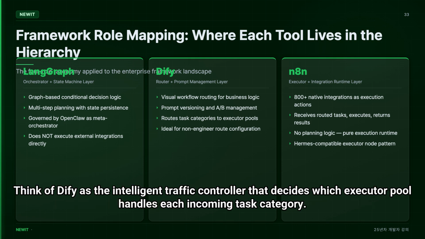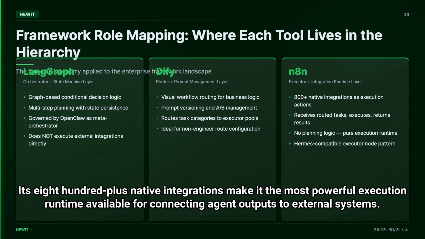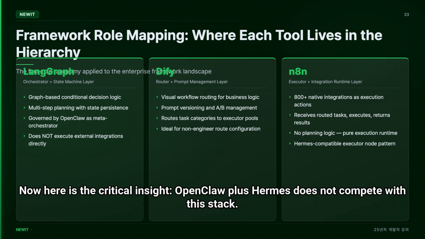Think of DiFi as the intelligent traffic controller that decides which executor pool handles each incoming task category. NAN sits firmly at the executor and integration layer. Its 800+ native integrations make it the most powerful execution runtime available for connecting agent outputs to external systems. NAN does not plan, it acts.